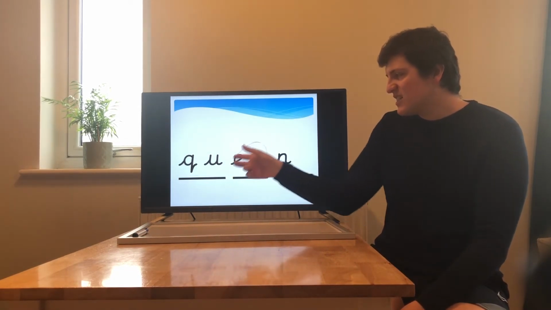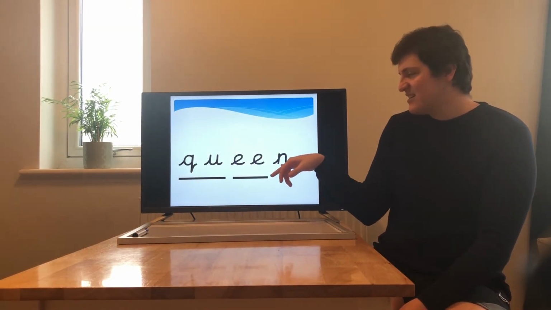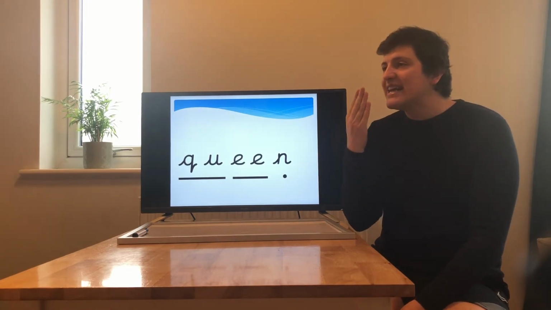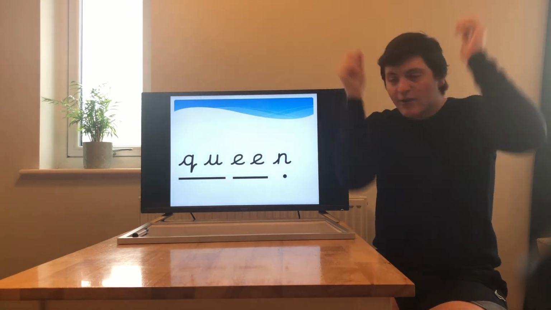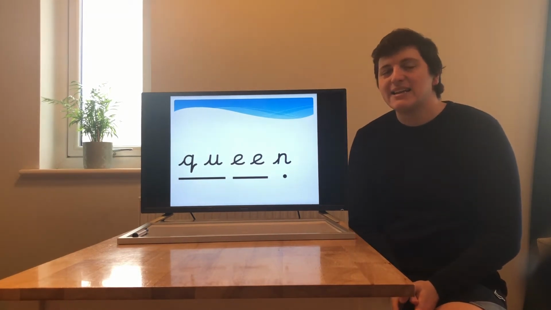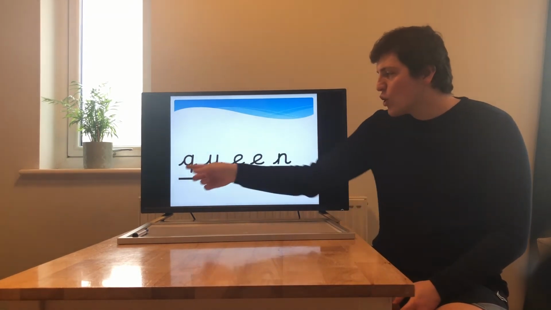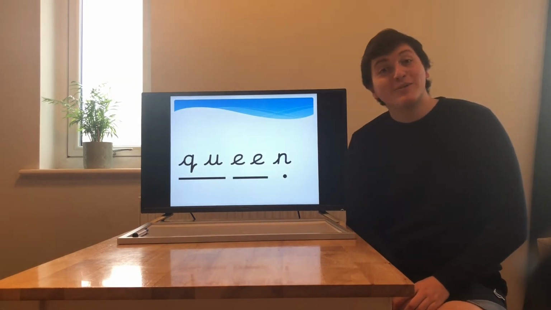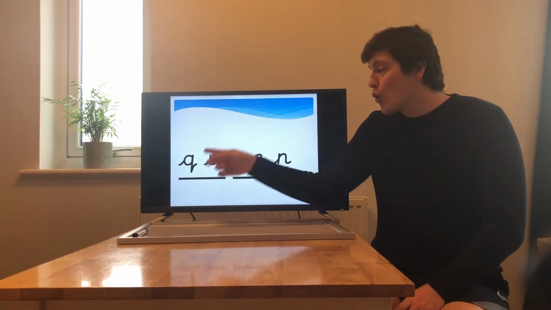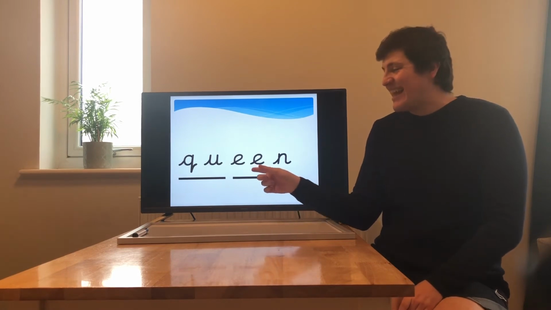And what digraph's this? Queen, queen, with her crown. Queen, queen, queen. Well done. That word includes the qu digraph and the ee digraph.